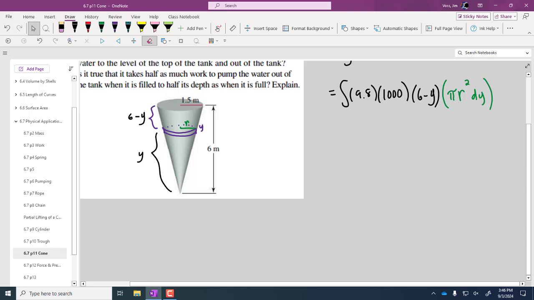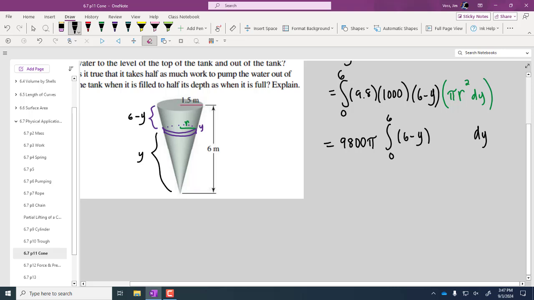So let's come over here. And what about limits of integration? 0 to 6. Yeah, if the thing is filled, 0 to 6. If it's only halfway filled, if it's only filled to 3, we would integrate from 0 to 3. So the limits of integration always match where the location of the water starts. Okay, so then we get 9,800 pi. So all that's coming out. We have 0 to 6. We have the 6 minus y. Okay, now we have to deal with this r squared business.